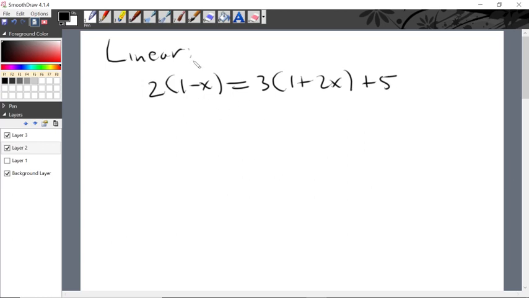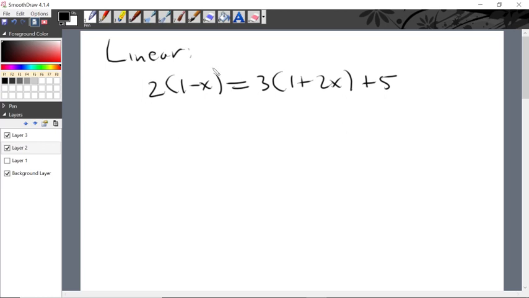So this is linear. We can see that it's linear because the variable x is to the power of 1. There's no other variable to multiply it by, and there are no denominators with variables in them. It's possible to write all these numbers as fractions, but if we wrote any of these numbers as fractions, they'd be over 1. This is therefore a linear equation.